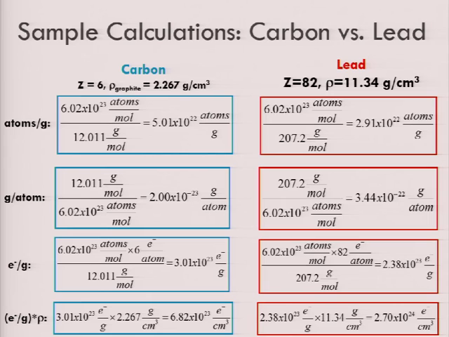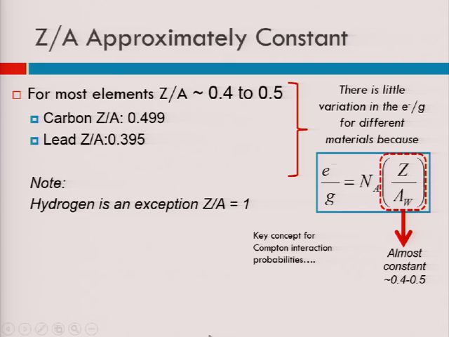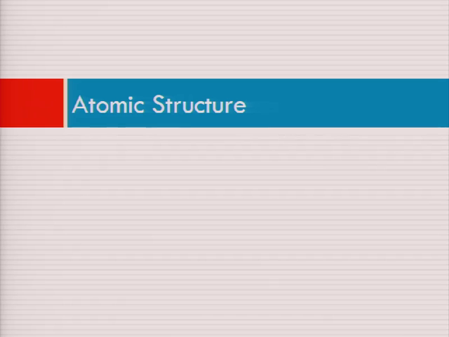So, but I think one of the key things is looking at different elements and really seeing that there's not that much difference there. Okay. And why does that happen? The Avogadro's number is a constant, so it's really the Z over A component of that equation. And so for almost all elements, the Z over A is essentially constant from about 0.4 to 0.5, with the exception, obviously, of hydrogen, because hydrogen's going to be 1. And so when we talk about photon interactions and the likelihood of a photon interaction, this is going to have a big effect. So, all right.